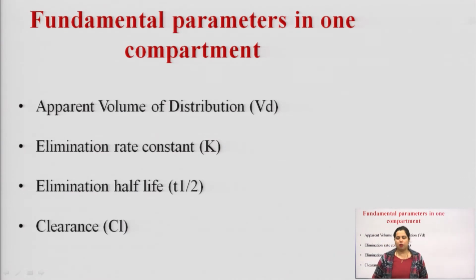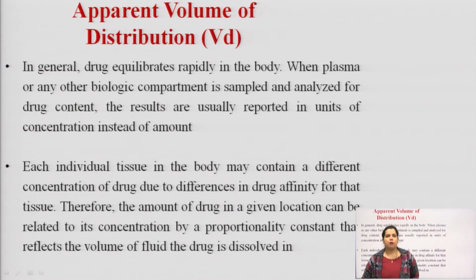So, fundamental parameters, one compartment here. In one compartment we generally identify apparent volume of distribution, elimination rate constant, elimination half life and clearance. So, these are the following parameters which are important to be assessed. First, apparent volume of distribution, VD. Here we will discuss it in detail.